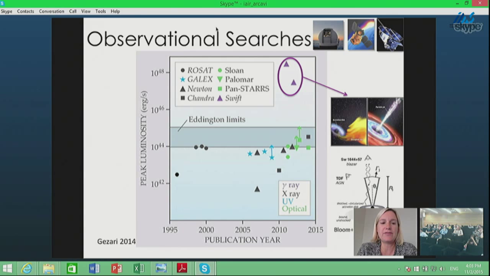So this is a plot of peak luminosity versus year of publication. So of course, we have these extreme luminosity tidal disruption event candidates, which we think are associated with jetted emission, and so are a different mechanism than most of the TDE candidates on this plot here.